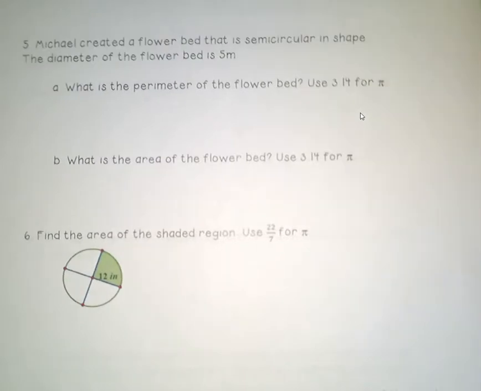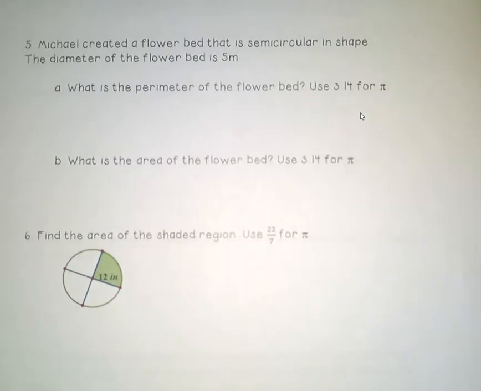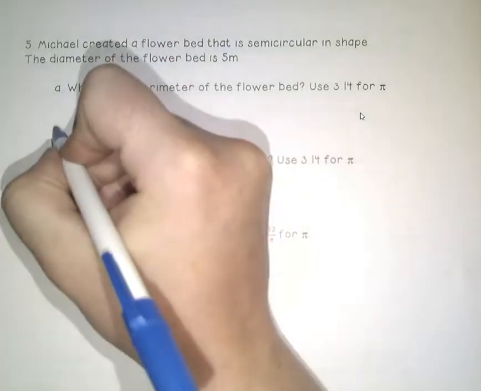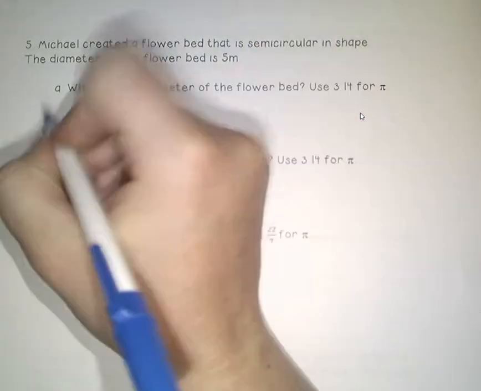Number 5. Michael created a flower bed that is semicircular in shape. The diameter of the flower bed is 5 meters. What is the perimeter of the flower bed, and what is the area of the flower bed? Okay, this is a tricky question because here we have the semicircular flower bed.